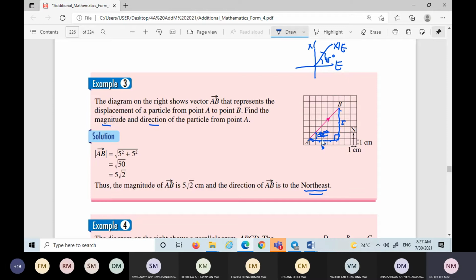So for this one, you can use the 8 main directions to mention the direction. So this is northeast. Then for the magnitude, just use the Pythagoras theorem: 5 squared plus 5 squared, and then the square root of the whole thing. So this is the answer for the magnitude, and the answer for the direction, you just write northeast.